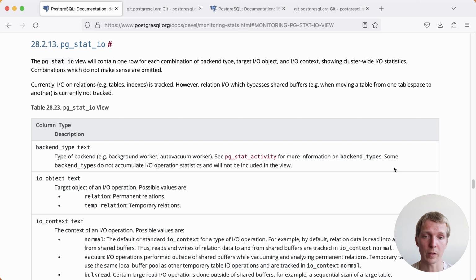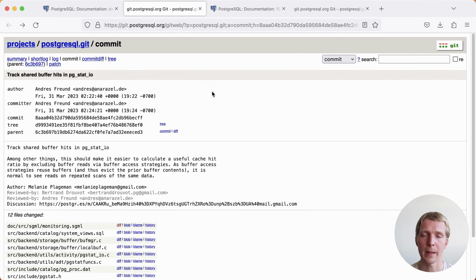Shortly before the feature freeze for this new Postgres release, two new additions got added to pg_stat_io. The first addition is the ability to track shared buffer hits in pg_stat_io. This was authored by Melanie Plageman, committed by Andres Freund. And what this does is it tracks the shared buffer hits so that you can calculate a useful cache hit ratio for your whole database server.